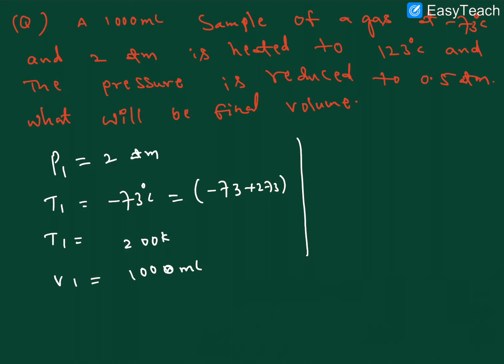Which of the following gases will have a density of 1.8 gram per liter at 760 torr pressure and 27 centigrade temperature?